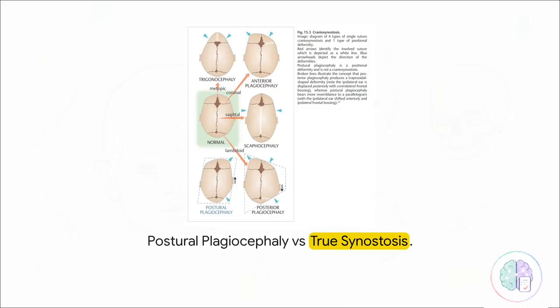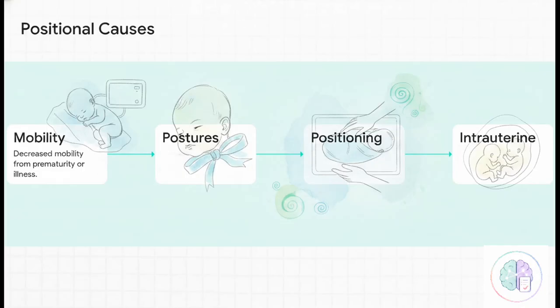It is vital to distinguish these two. Postural plagiocephaly is a positional deformity and is absolutely not a craniosynostosis. It is a molding of the skull from outside pressure, not a premature fusion of the bone. So what exactly causes this really common mimic? It systematically comes down to 4 distinct positional pressures placed on the highly pliable infant skull.